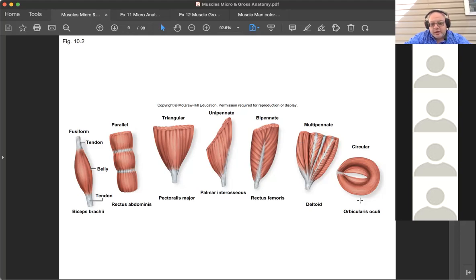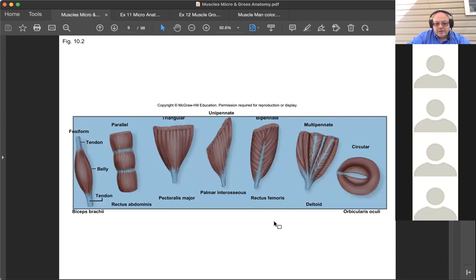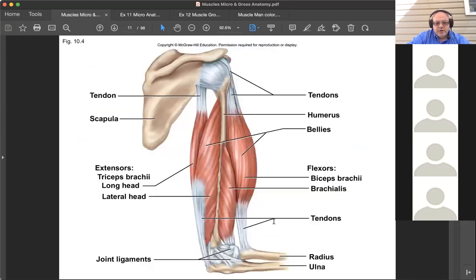And oculi or orbicularis, we have an orbicularis oculi and orbicularis oris. But oculi tells you where it's at. This one's around the eye. Orbicularis oris is around the mouth, but orbicularis tells you that it is circular. So knowing something about the shape, I think, is good for these as well.